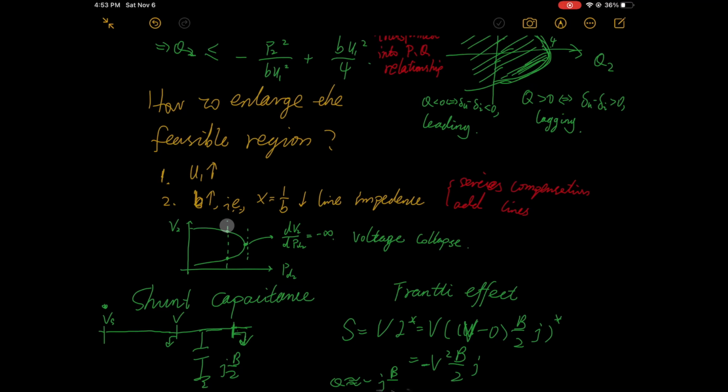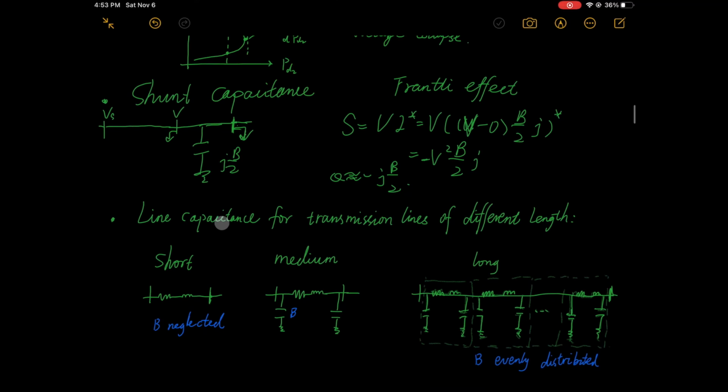Let's talk a little more about line capacitance and shunt capacitance. Line capacitance models are different for different lengths of transmission lines. As we just said, in short transmission lines, line capacitance can be neglected. For medium-length lines, line capacitance is like this. For long lines, line capacitance can be regarded as uniformly distributed along the lines. For cables, even short cables have non-negligible capacitance.